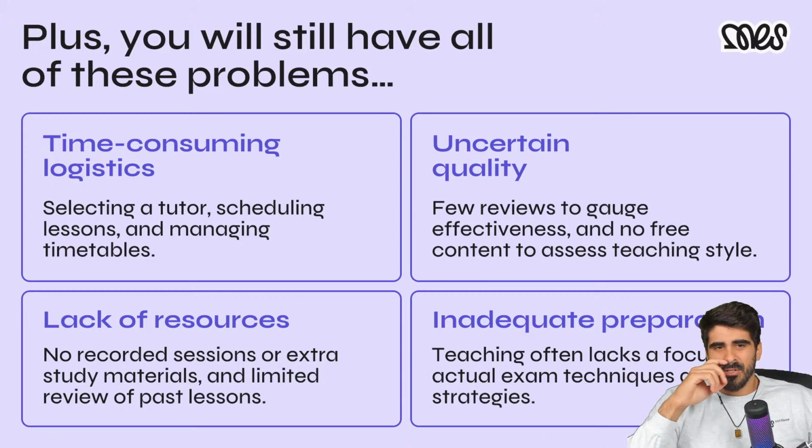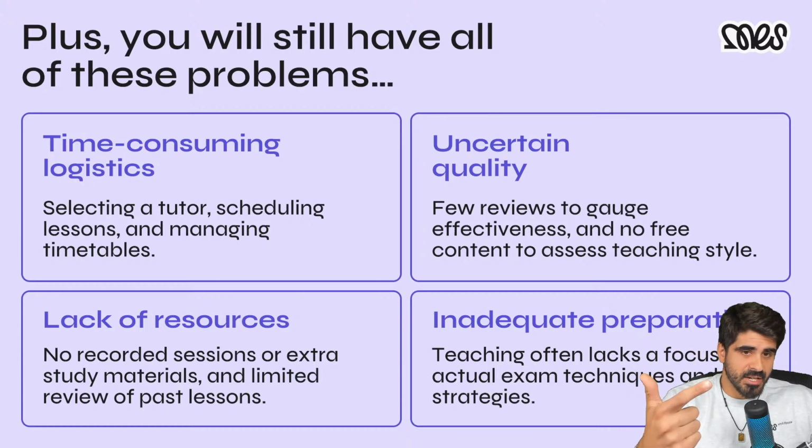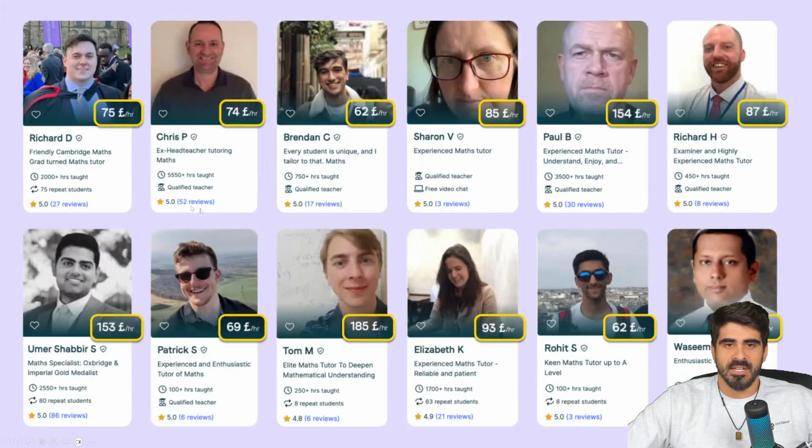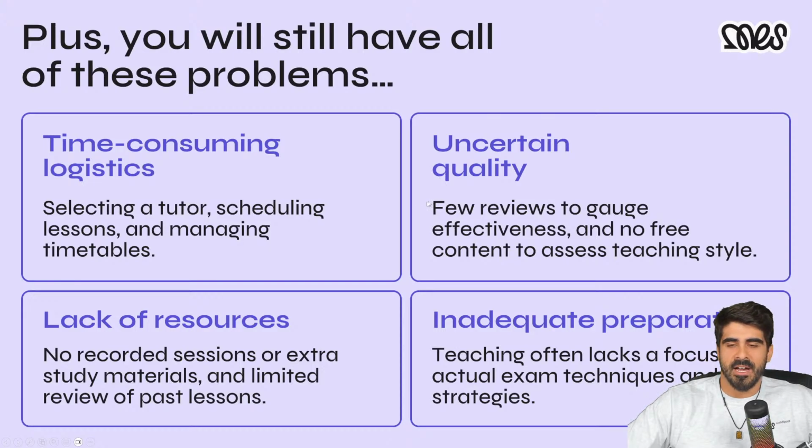So you have to select the tutor. You have to schedule the lessons. You have to manage your own timetable. There's uncertainty in terms of quality. There's not many reviews to gauge effectiveness, like you've seen here, guys. Like, 6 reviews on this guy, 6 reviews, 3 reviews, 8 reviews, 3 reviews. Guys, if you go on our Trustpilot, we have hundreds of reviews, and the majority of them are 5 stars.